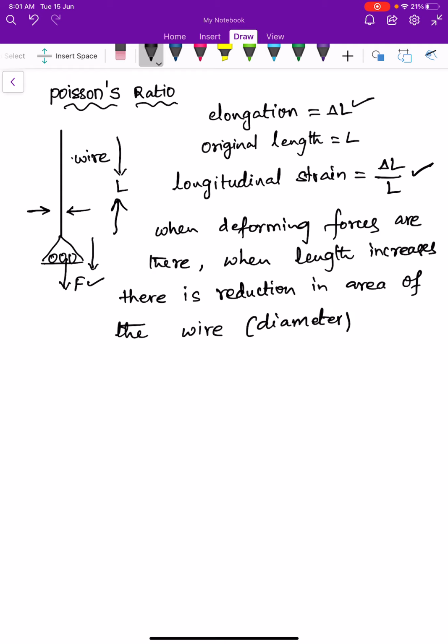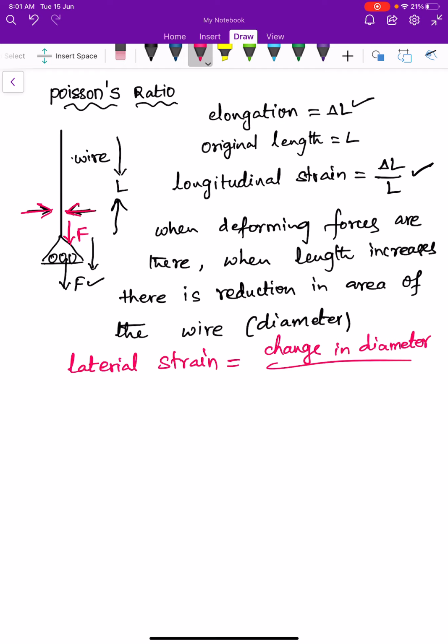This reduction is taking place perpendicular to the applied force. So we call this strain lateral strain. Lateral strain is nothing but the change in diameter, that is, reduction in diameter divided by original diameter. So lateral strain is equal to delta D divided by D.